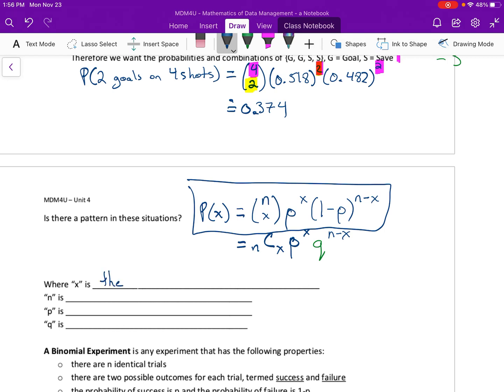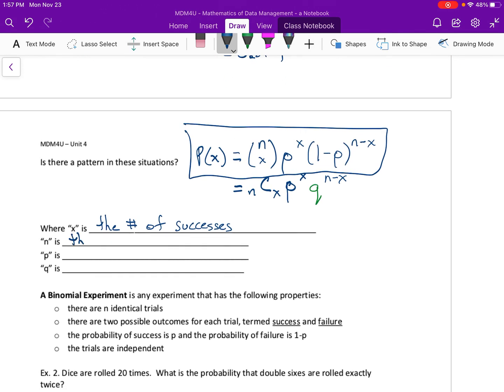So x is the number of successes. And n is the total number of trials. P is the probability of success. And Q, if you choose to include it, which is 1 minus P, is the probability of failure. Or whatever you deem to be the other thing. It doesn't necessarily have to be a failure situation.